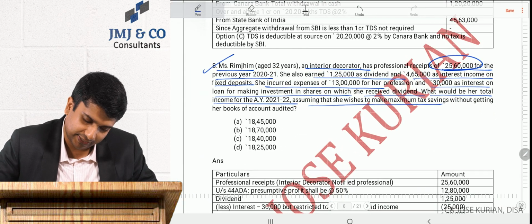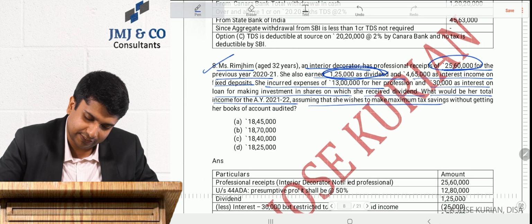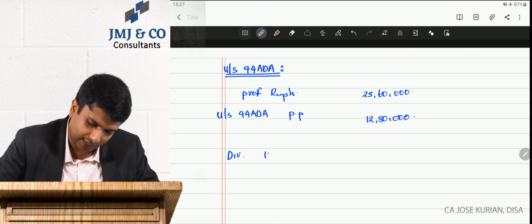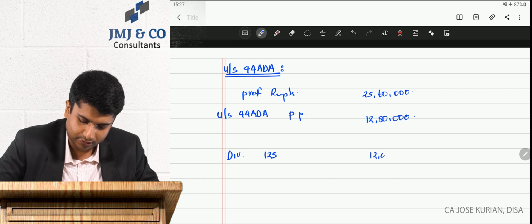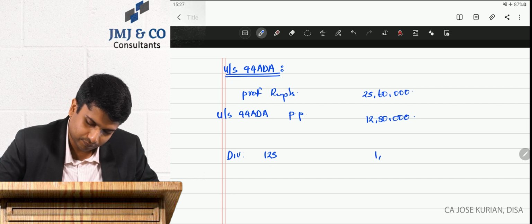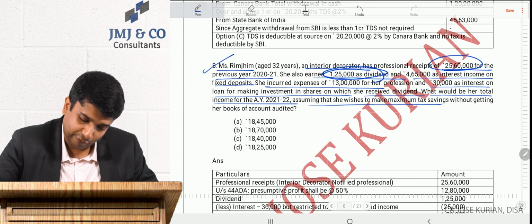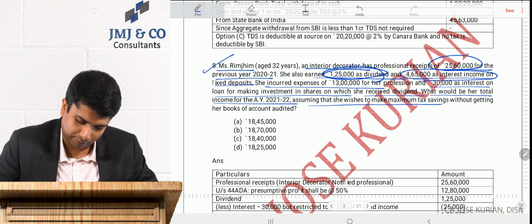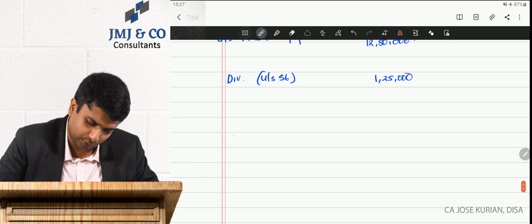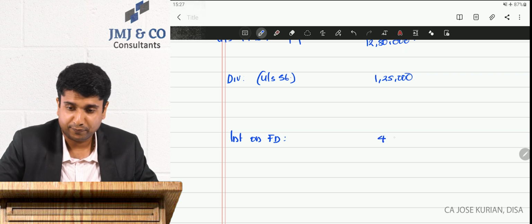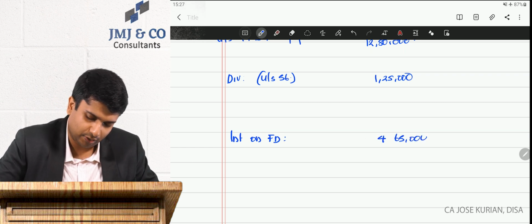And what is the dividend income in the question? She earned 1,25,000 as dividend income, and there are some expenses as well. So 1,25,000 rupees is her dividend income, and that is under section 56. So friends, there is one more income in this question, that is 4,65,000 as interest on fixed deposit. So interest on FD is also there. That is 4,65,000.